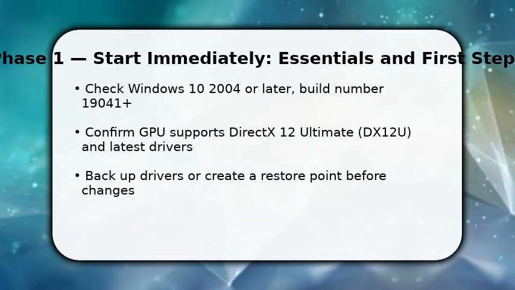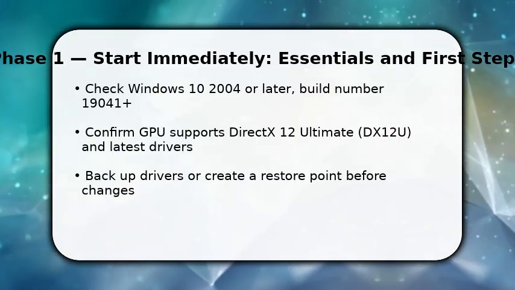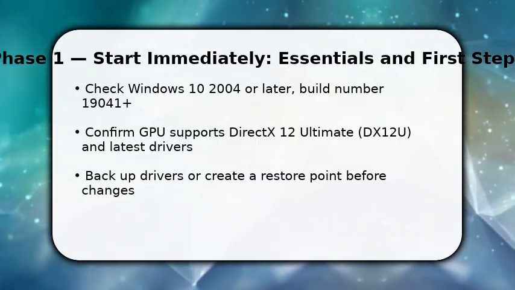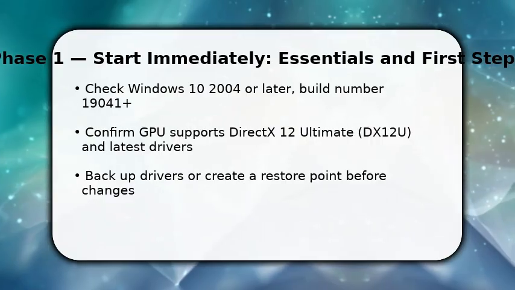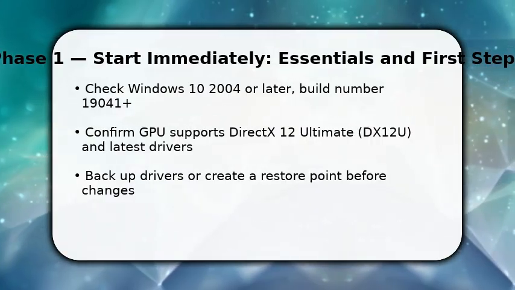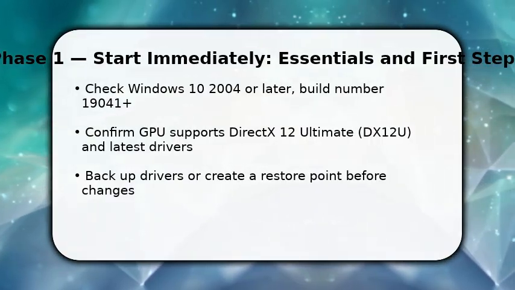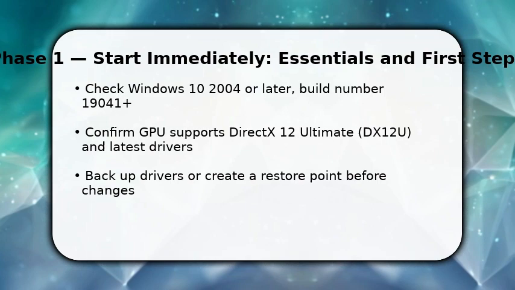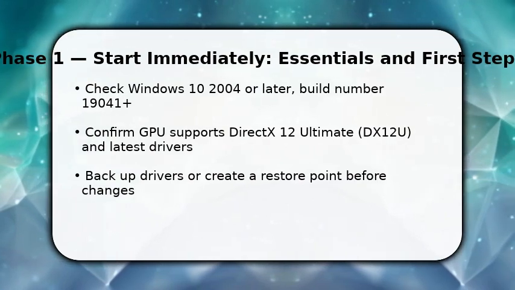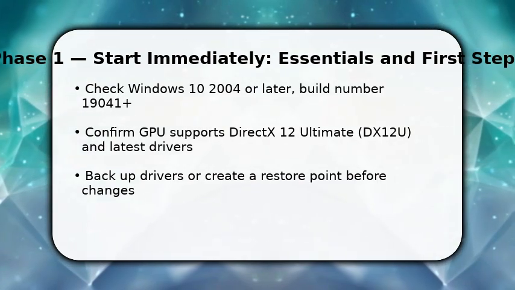Next, open Settings, choose Update and Security, then Windows Update, and install all pending feature updates. These updates often include necessary DirectX runtime components. Because driver compatibility matters, note the exact driver version before updating it.